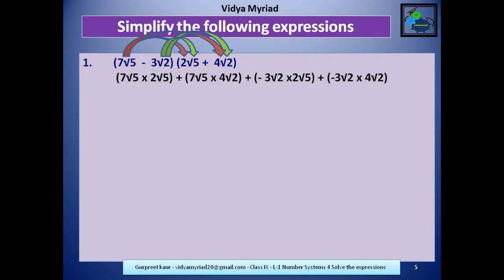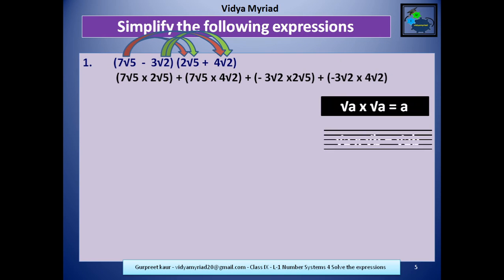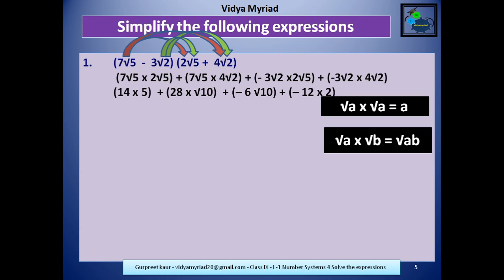Now here again, if you look into only the root part, it is root 5 into root 5, root 5 into root 2, root 2 into root 5 and root 2 into root 2. So what I will do is I will simply apply these rules, that root 5 into root 5 will be 5, root 5 into root 2 will be root 10, which can be written like this. Like 7 2s are 14, then root 5 into root 5 is 5. 7 4s are 28 into root 5 into root 2 is root 10.